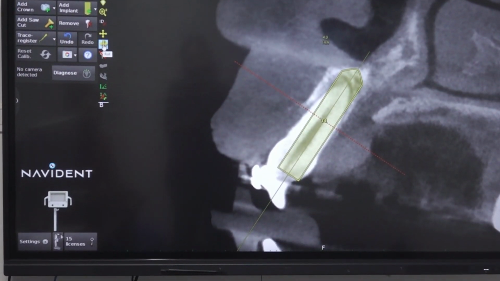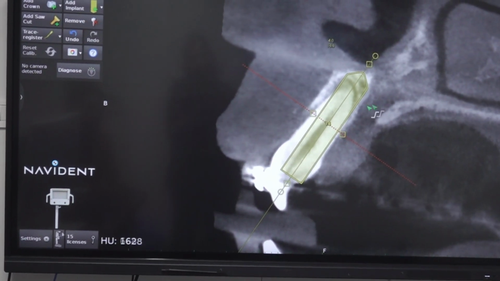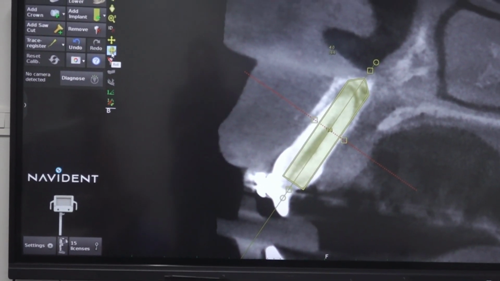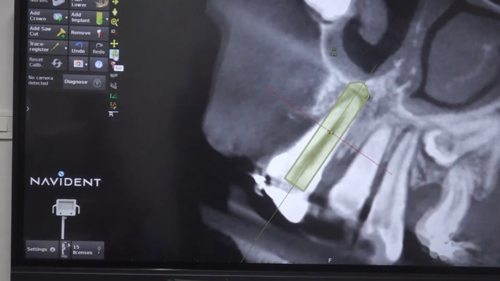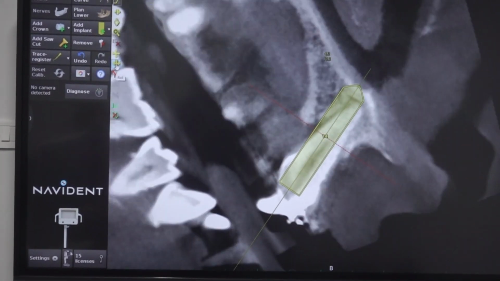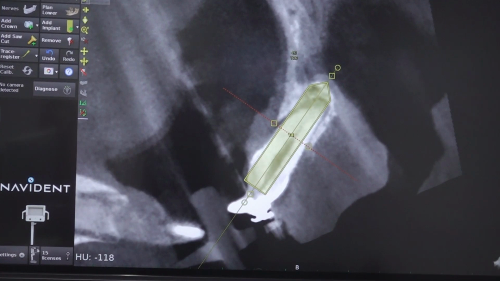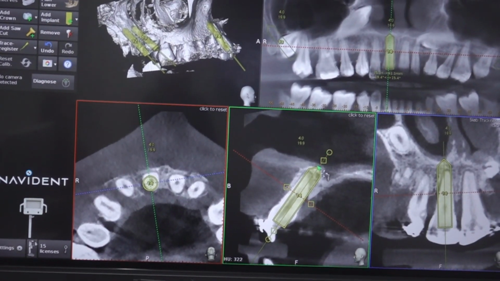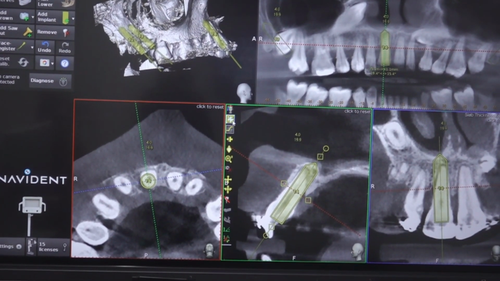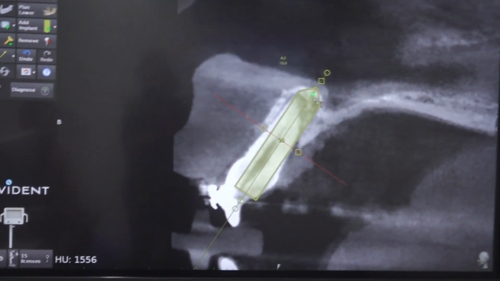See, the nasopalatal canal is also very wide. That is also bad. So what we can do is, we will see the value. It is around 1500. The nasal floor is around 1500.